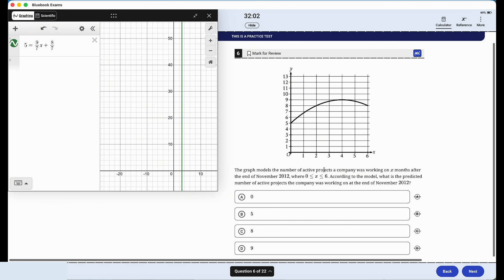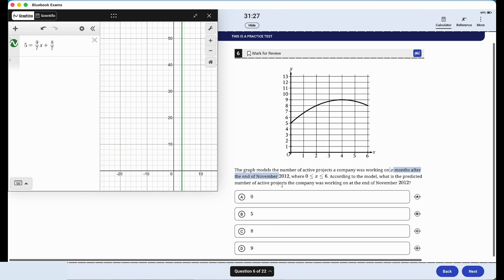Next one, the graph models the number of active projects a company was working on X months after November 2012, right? According to the model, what is the predicted number of active projects the company was working on at the end of November 2012? There's really not any math to do. You just got to understand the situation, right? They didn't mark the x-axis and y-axis, which makes this tricky, so you got to understand it. You see, I highlighted x, right? Whenever I read a variable, I highlight it as a habit just for it to stand out. X-axis represents months after November 2012. The y is the active projects, right?